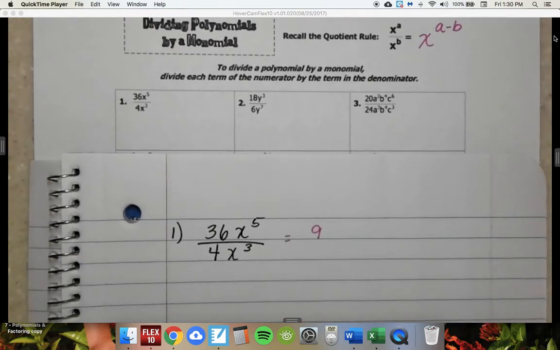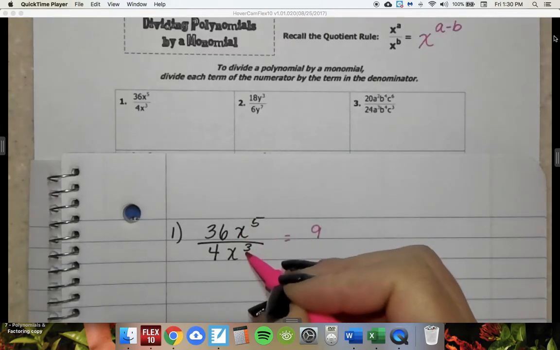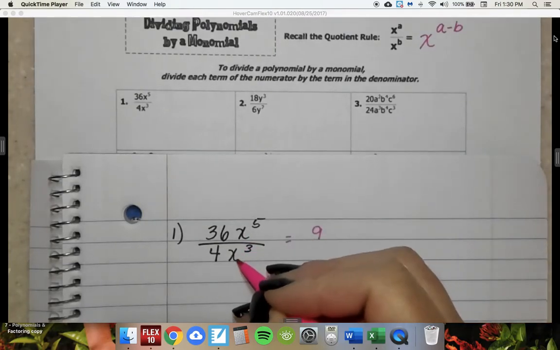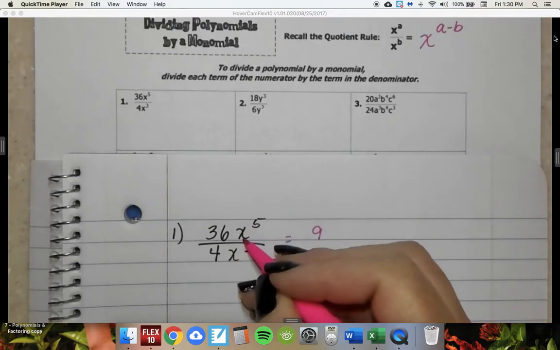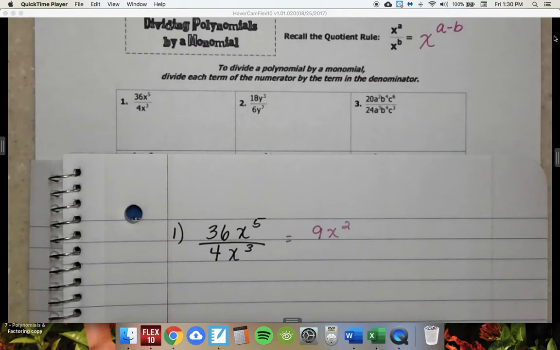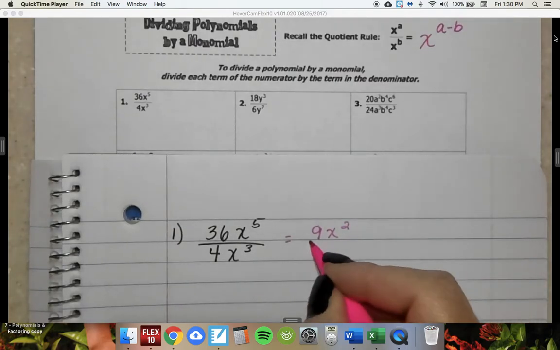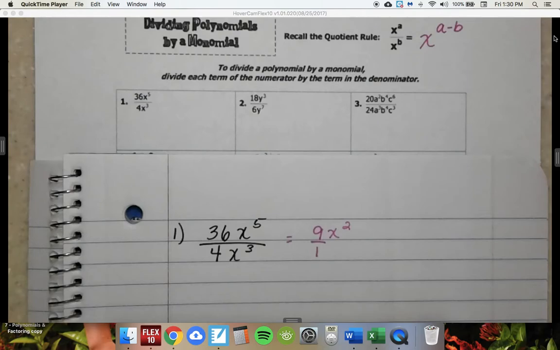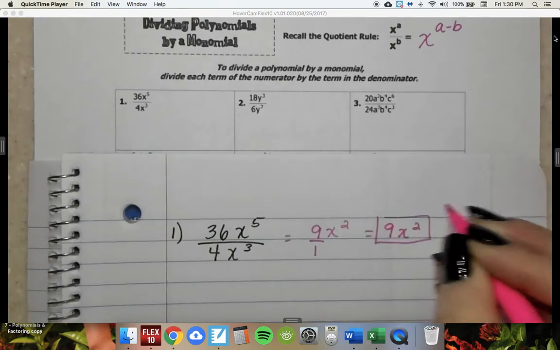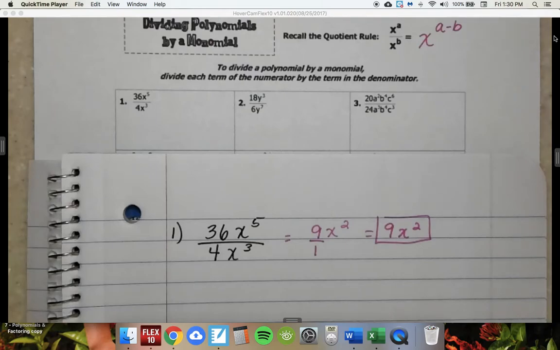Now we look at the variables. I've got x to the 5th on top, x to the 3rd on bottom. What's 5 minus 3? 2. Or you could say these 3 on bottom would cancel out 3 of these x's on top. So you're still left with x squared on top no matter what. And really, if you really think of it, this is really 9 over 1, if that helps you when you think about dividing by 4, but you certainly don't have to write it that way. I'm most happy if you do this. Final answer, 9x squared. So you're just dividing the coefficients, and then you're just canceling out your variables and exponents.